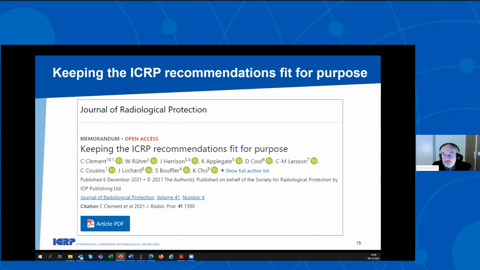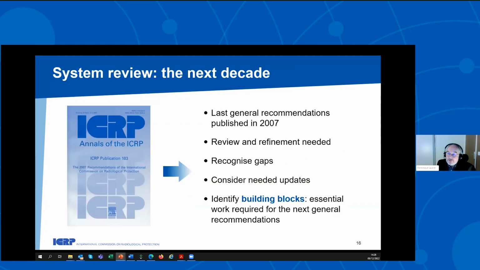To finish, I would like to say that this reflection on the evolution of the calculation of the detriment is not an isolated process, and it gets into a much larger process of revision and refinement of the ICRP recommendations that have been launched by the ICRP 1 year ago now. With the publication of this paper, keeping the ICRP recommendations fit for purpose. As you know, the last recommendations have been published in 2007. Review and refinement is needed.